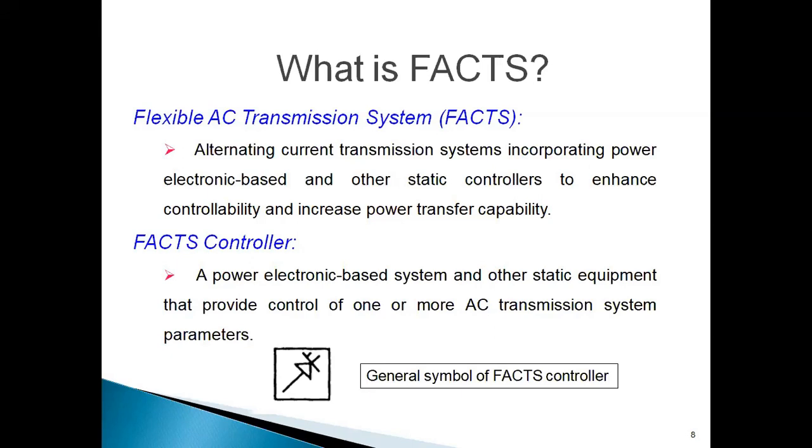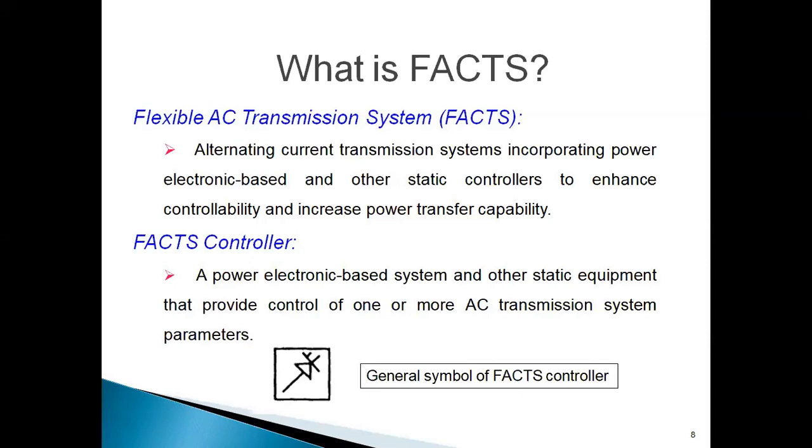Based upon the prevailing loading condition and requirement, if I want more power, I need to enhance; if I want less power, I need to decrease. So we are trying to operate near the limit, to utilize the line to its full extent. That is the concept of FACTS.